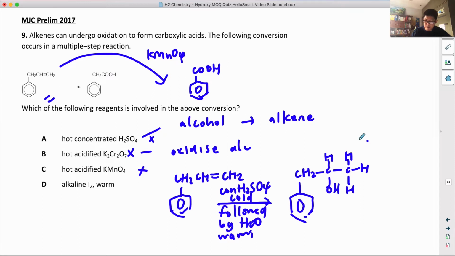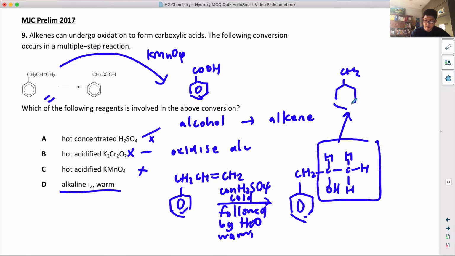And if you look at it carefully here, this is your iodoform structure. That's why they use alkaline iodine and warm. So if it undergoes the iodoform reaction, this is your final product. Okay, this is your final product.